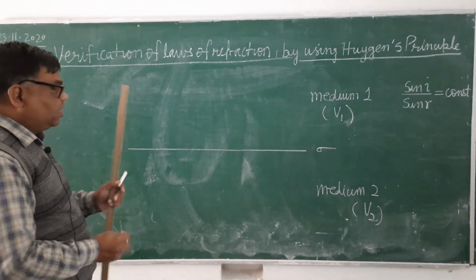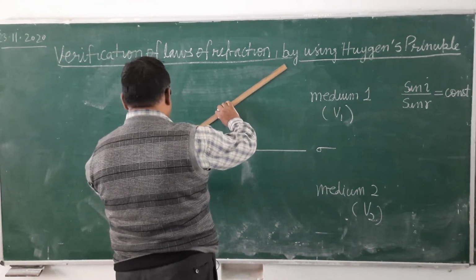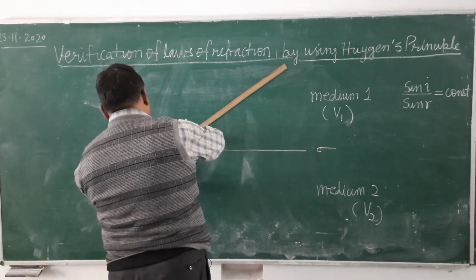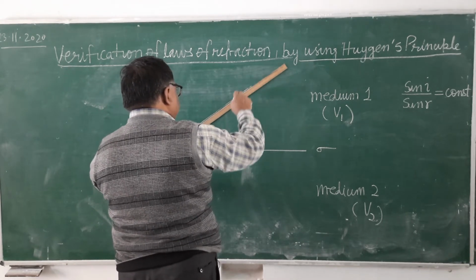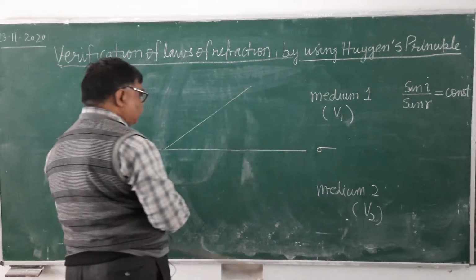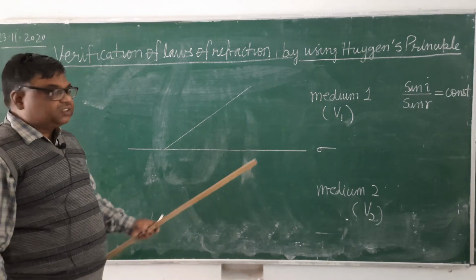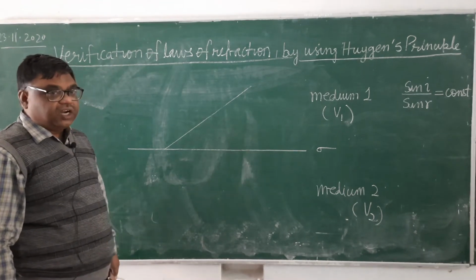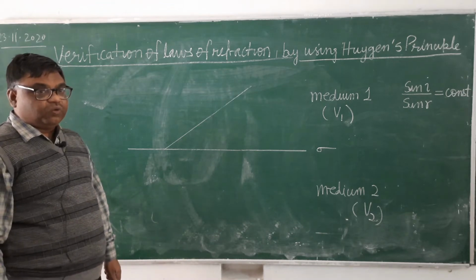It's clear. Here AB is a plane wavefront, which is incident at the point A of the refracting surface. Here sigma is a refracting surface separating two media, medium 1 and medium 2, in which the speeds of light are v1 and v2. It's clear.